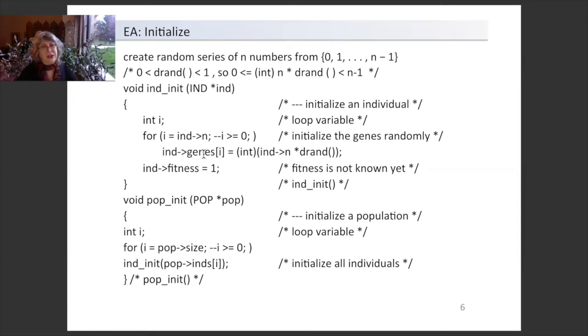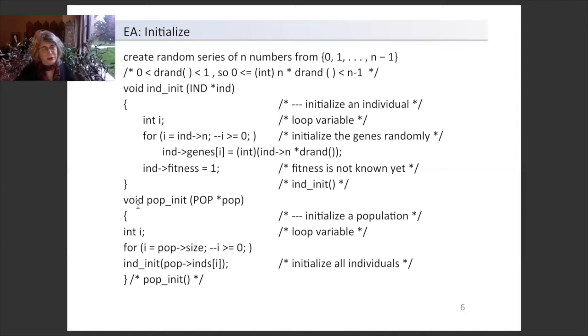Individual genes is the array where we are storing the gene values. For the ith gene, it is set as a random value multiplied by individual n. So we have a value between 0 and n-1 as the value of gene I for the individual. Initially we are setting the fitness to 1. This is saying that fitness is not known yet. And this is the end of the initialization of the individual.